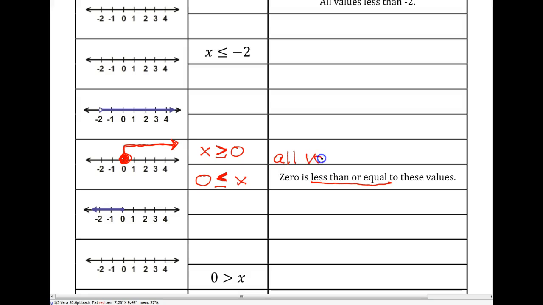All values greater than or equal to 0. Greater than or equal to 0.